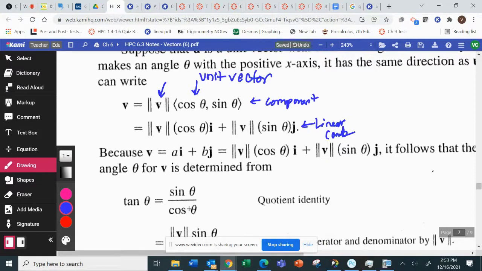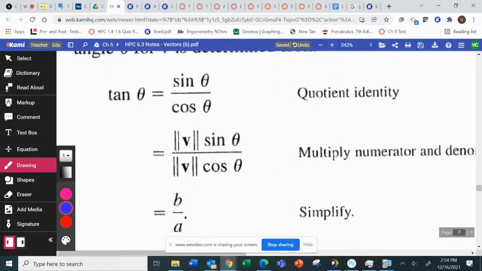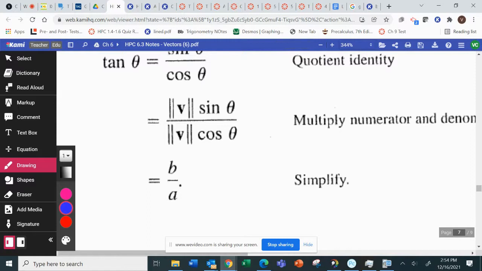Now here they're saying because vector V is equal to AI plus BJ, A representing, like on that one we were just talking about, negative 2, 5, where you do negative 2I plus 5J, because vector V would be some number times I plus some number times J, then we can use our quotient identity and do sine over cosine, multiply that by the magnitude of vector V, and simplify that to get B over A.